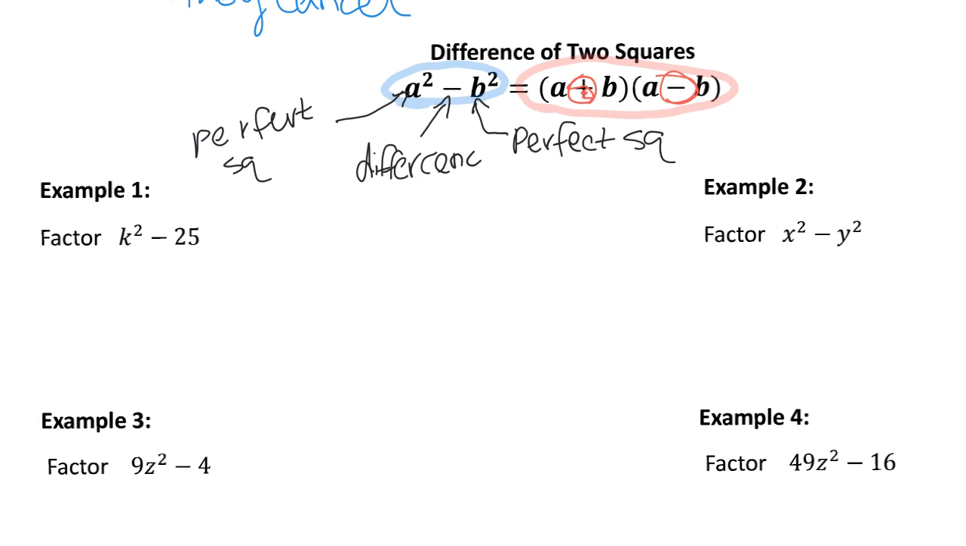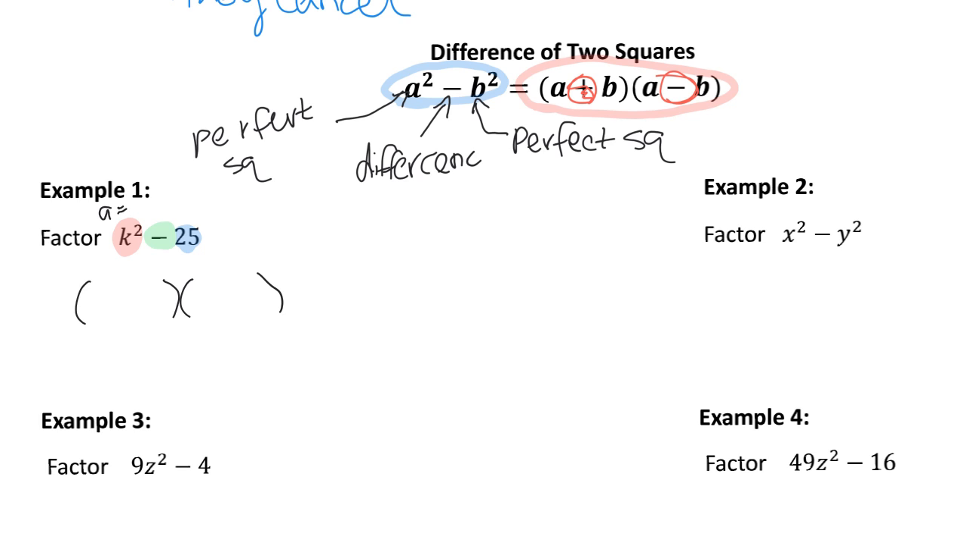Okay, so let's try example number 1. So I want to look at this and think, is k squared a perfect square? Is 25 a perfect square? And am I finding the difference? So I am finding the difference. So I'm going to use this formula, okay? So I'm going to use the formula that tells me it's a and b. So I'm going to figure out what a is.